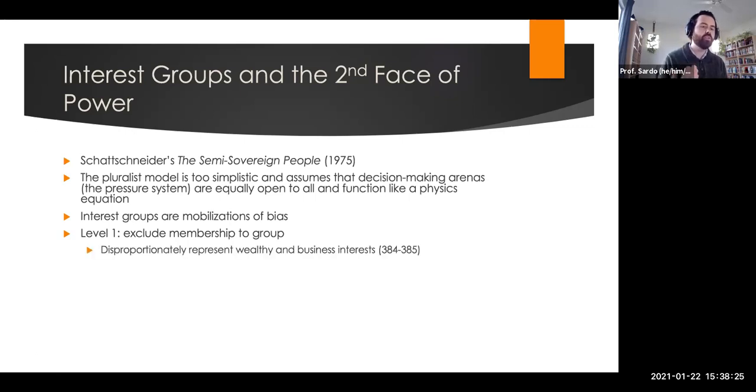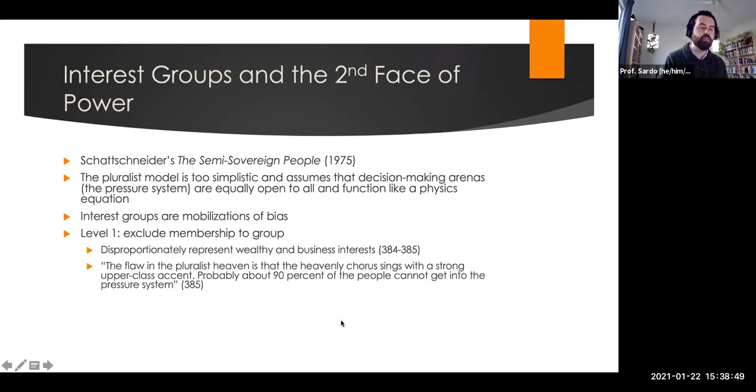The first is that they can exclude membership to their group. Interest groups disproportionately represent wealthy and business interests. And if you think back to the article from Gilens and Page that I referenced back in week 2, this has been maintained throughout more recent scholarship: interest groups don't tend to represent the average person, but the wealthy and business interests where the money is.